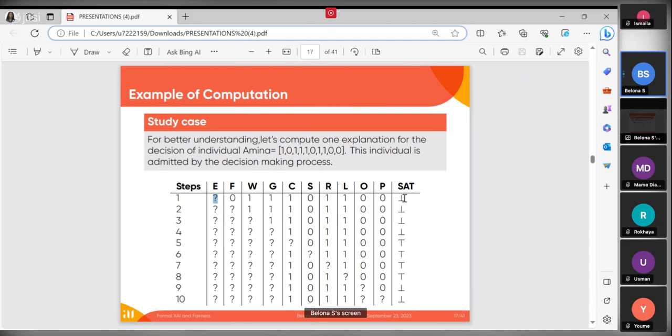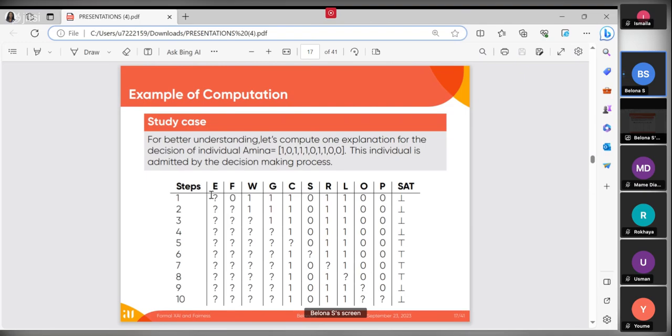This is actually what it means in simple words. This first line means that Amina needs to have passed the entrance exam to be accepted by the system. And what you see here is the answer of the logic model. It will tell you no, this is the symbol of no, or yes, and this is the symbol of yes.